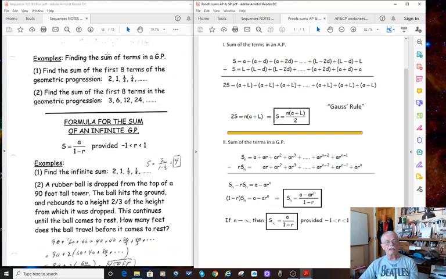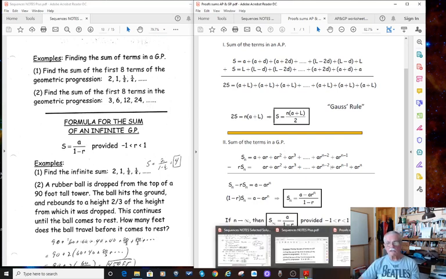Examples. Find the sum of the terms in a GP, geometric progression. Find the sum of the first 8 terms of the geometric progression. Okay, so let's actually do that. So let's find our selected solutions here.